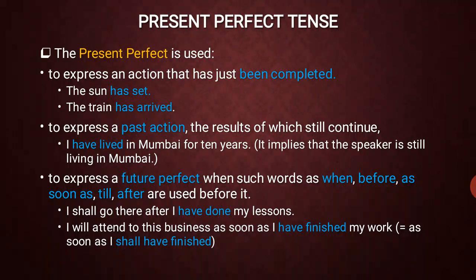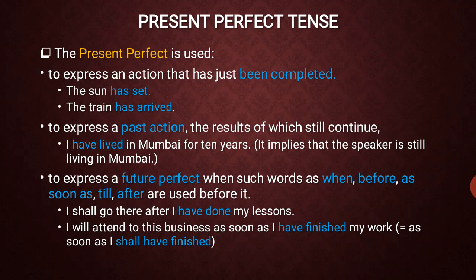Next, the present perfect tense. The usage of the present perfect tense is to express an action that has just been completed. For an action just now completed, we use the present perfect tense. The sun has set, which means the sun just now set. The train has arrived, which means just now the train arrived here. For a just-now action that has happened, we use the present perfect tense.